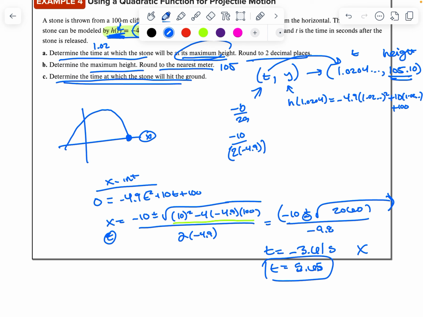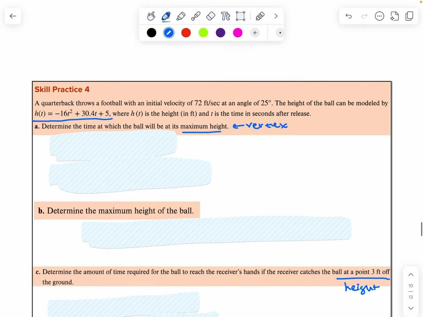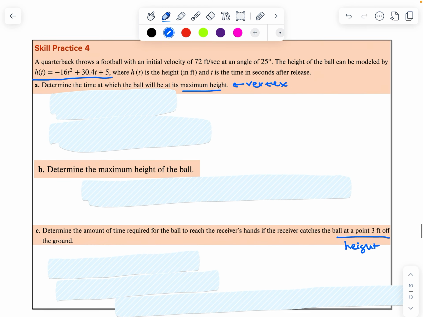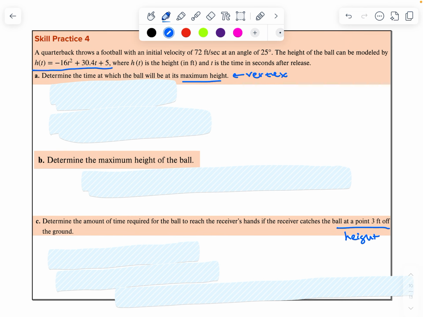All right, here's an example. I wish you would pause your video here and try this example out. Again, it gives you all of this initial information about the football, the velocity, the angle, but then it actually just gives you the equation. So all that stuff up top is just saying, this is the equation for what it's actually doing.